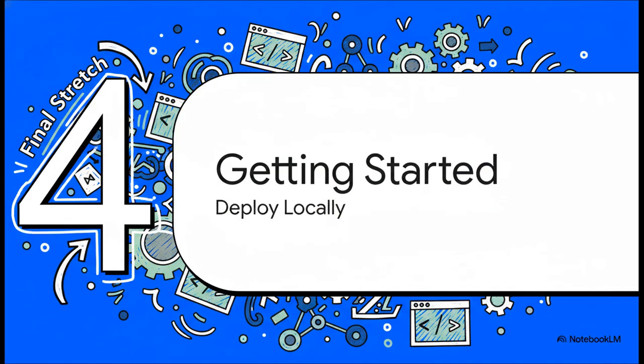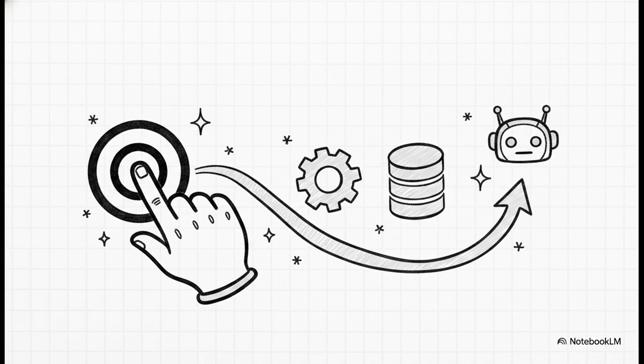All right, final stretch, part 4, getting started and deploying locally. Getting this running locally is shockingly frictionless. You run setup.sh, it is completely idempotent, which we know senior engineers love. It safely installs Python 3.11, MongoDB, and Ollama. It pulls the local embedding models and the Gemma 2B chat model, scaffolding your config file automatically. After that, you literally just type run.sh.